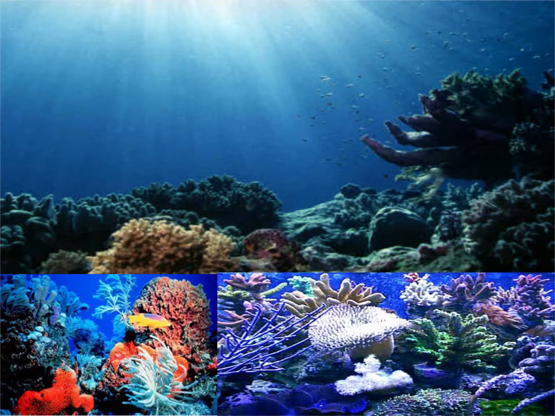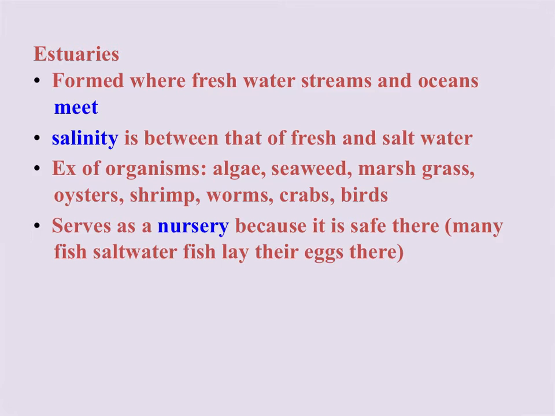So estuaries. We actually live in an area where we have an estuary. Estuaries are also called brackish water. That's what more local people call it, more of a layman's term. This is where freshwater rivers and streams meet the ocean.